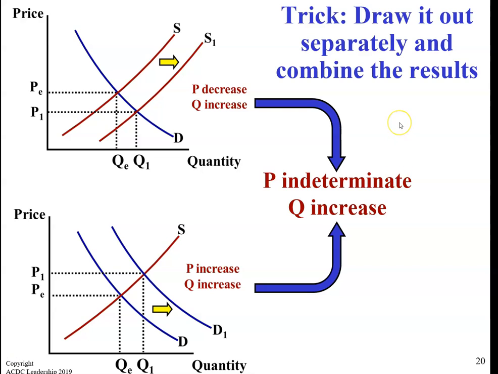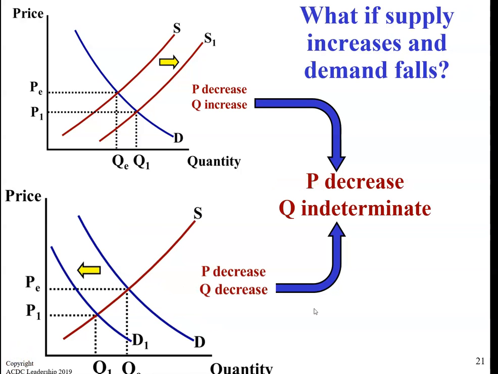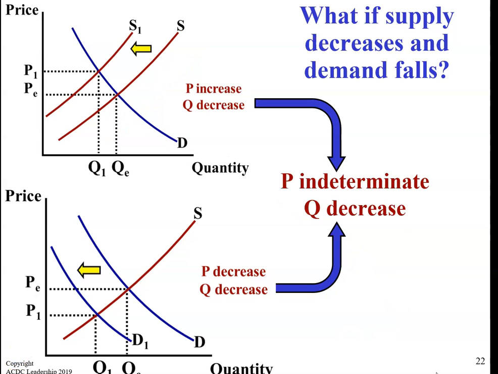And here's a trick that might help you. Draw it out separately and then combine the results. Okay, what if supply increases and demand falls? The price is going to decrease, but the quantity would be indeterminate. What if supply decreases and demand falls? Then the price would be indeterminate and the quantity would decrease.